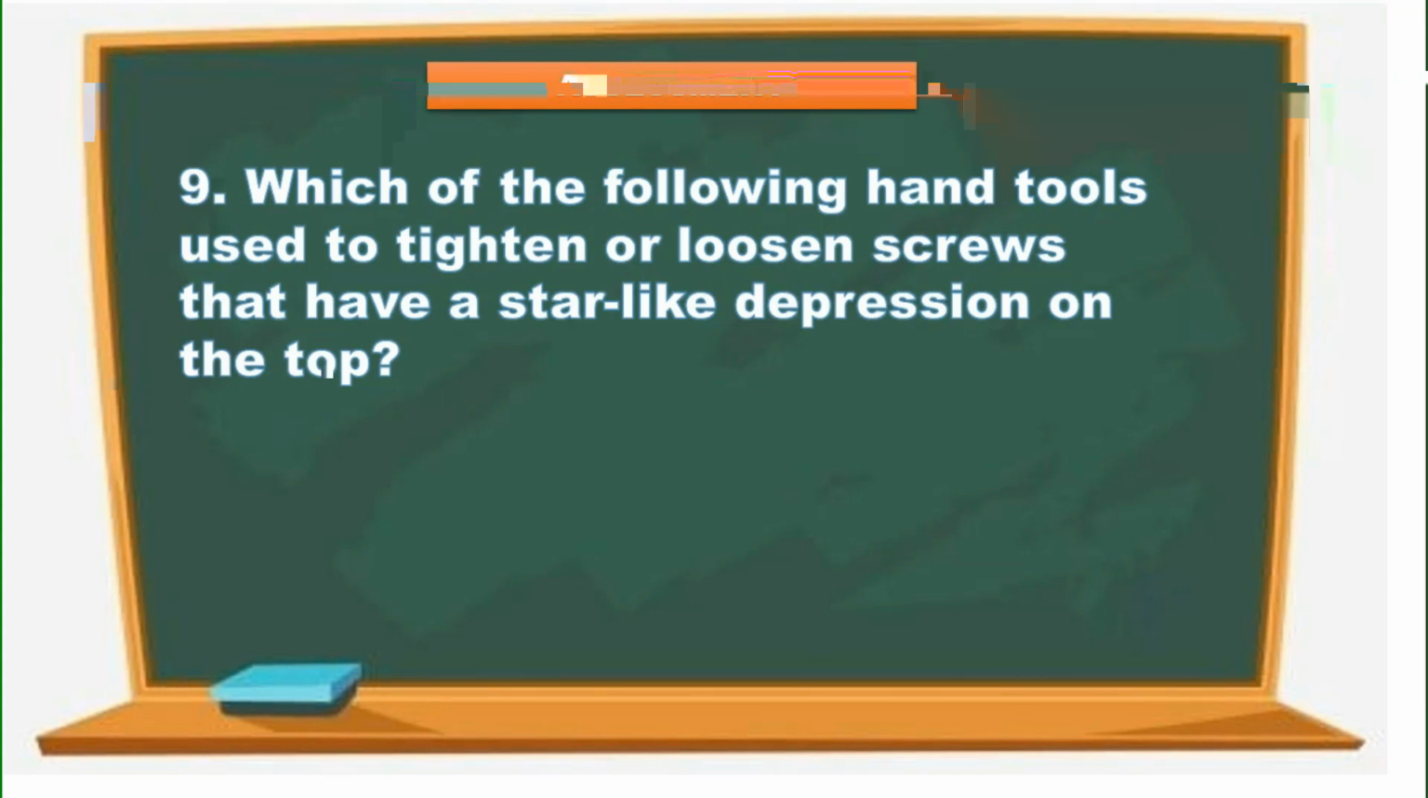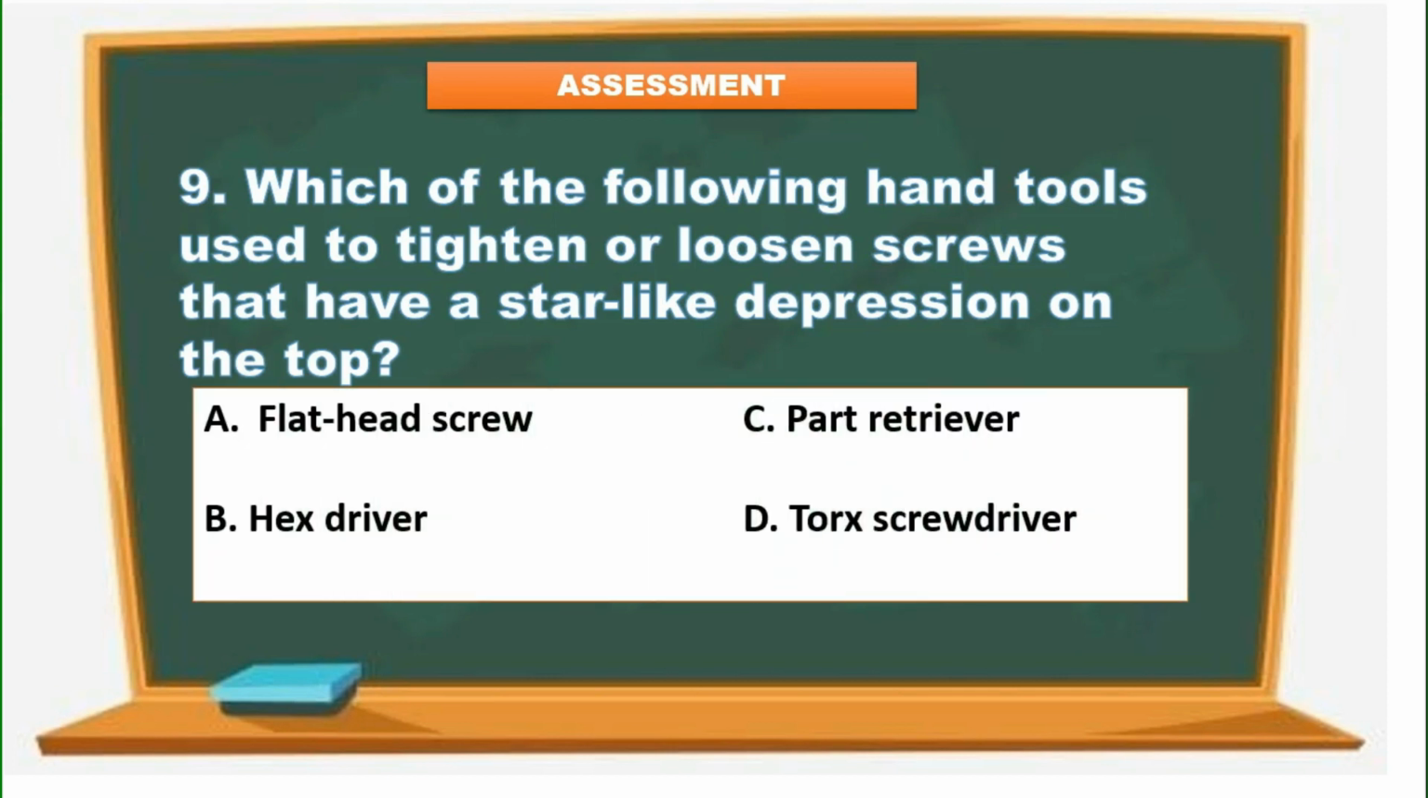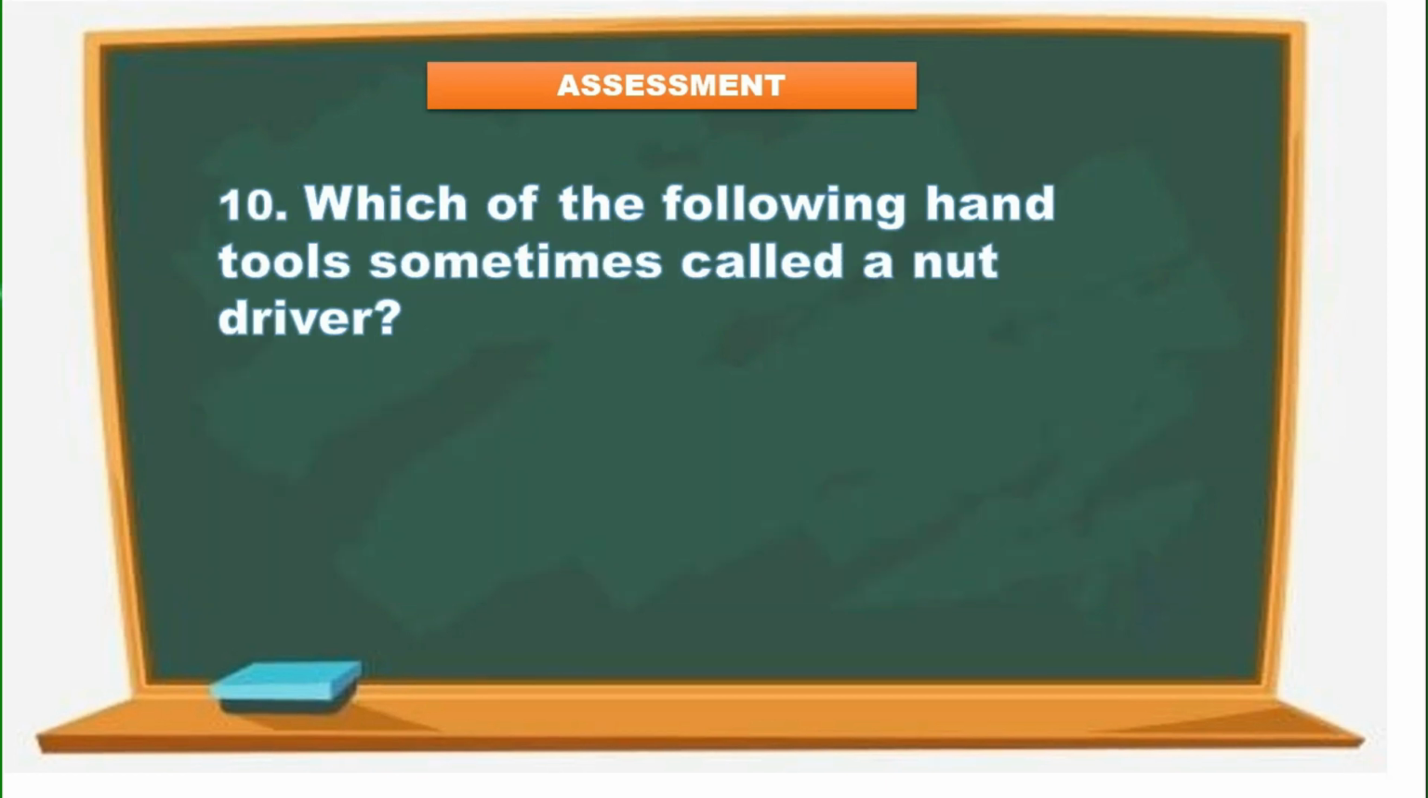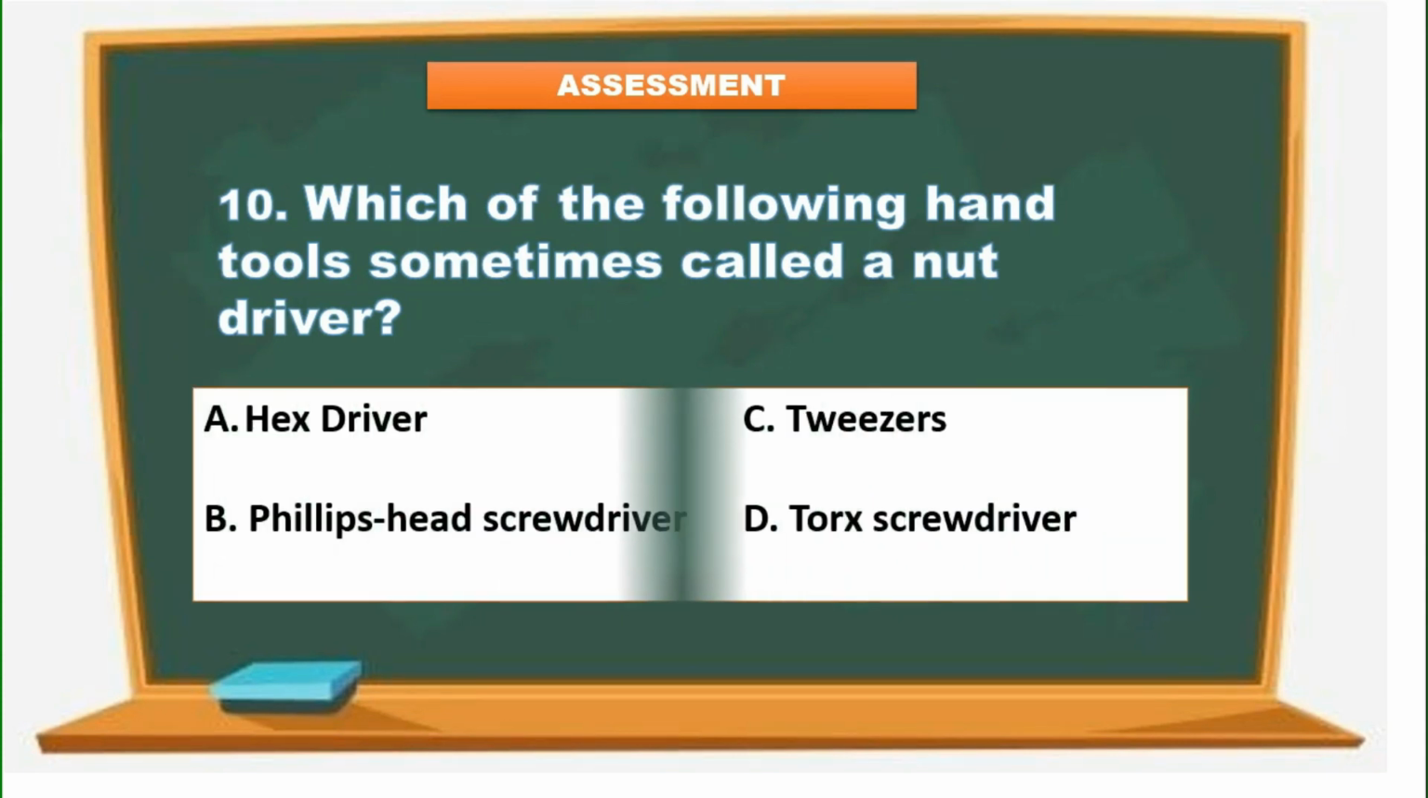Number 9. Which of the following hand tools is used to tighten or loosen screws that have a star-like depression on the top? A. Flathead screwdriver. B. Hex driver. C. Parted lever. D. Torx screwdriver. Number 10. Which of the following hand tools is sometimes called a nut driver? A. Hex driver. B. Phillips head screwdriver. C. Tweezers. D. Torx screwdriver.